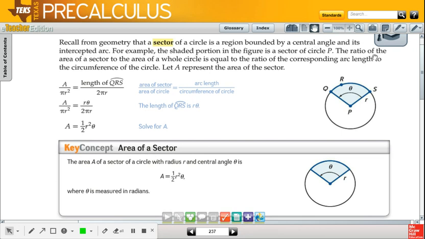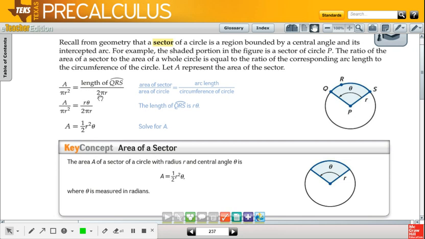Now continue with the same sentence. The ratio of the area of a sector to the area of a whole circle is equal to the ratio, meaning another fraction, of the corresponding arc length to the circumference of the circle. So corresponding arc length, talking about this part right here, length of QRS, basically the arc length of QRS over the circumference of the circle.